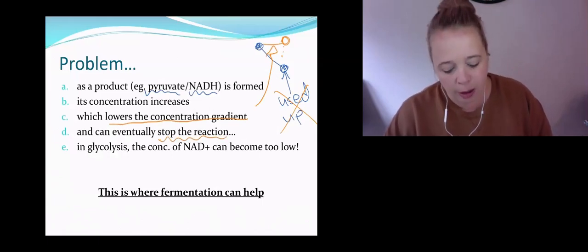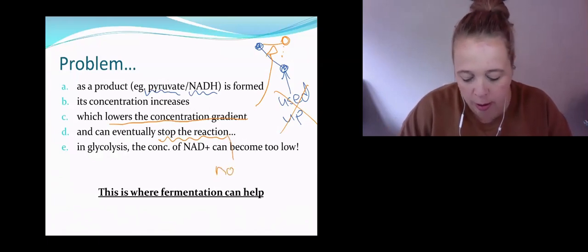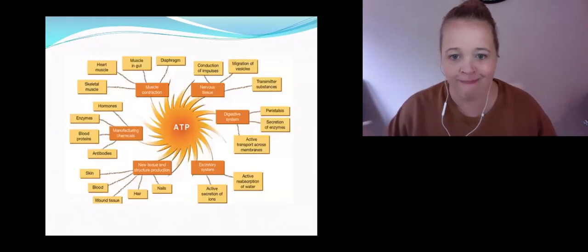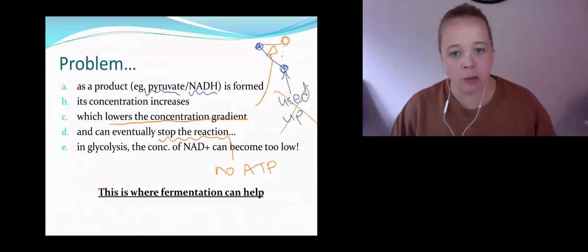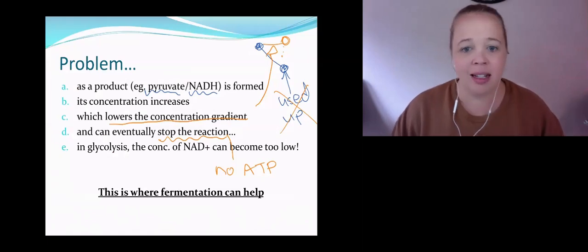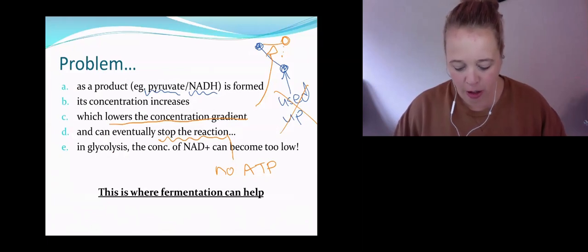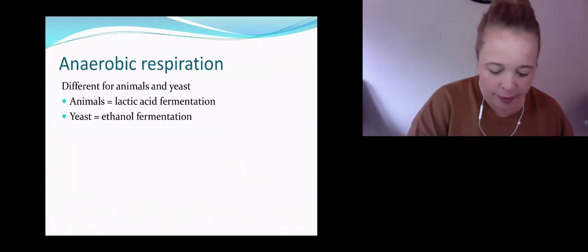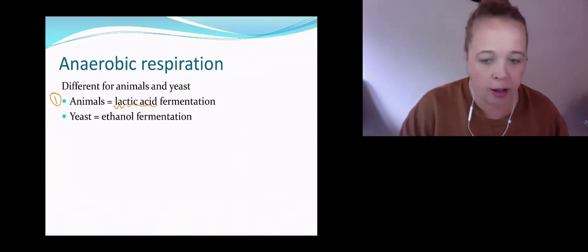So when it stops the reaction, what's going to happen? We stop the reaction, we get no ATP formed. If we don't get any ATP formed, all these things aren't going to happen. So this is when we as animals do a process, and the other one is yeast, and that's the experiment that you're going to be doing too. But we'll start with anaerobic respiration in animals. Okay, so we're going to start here. This is number one, we're going to look at animals and the production of lactic acid.